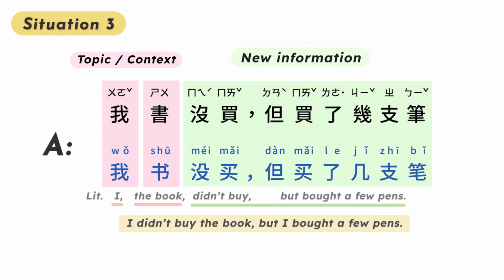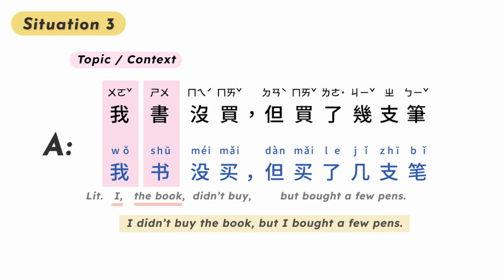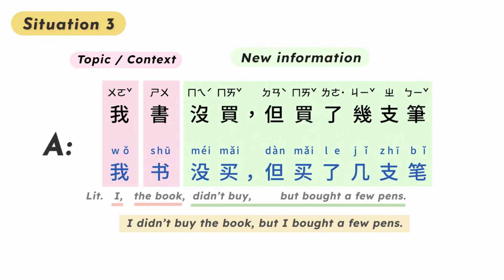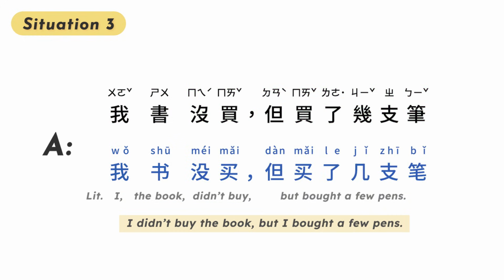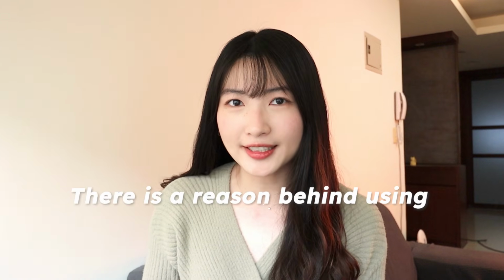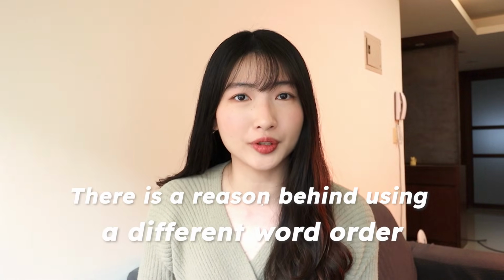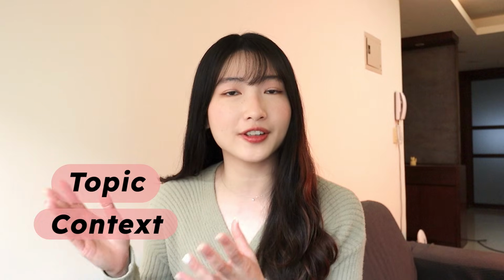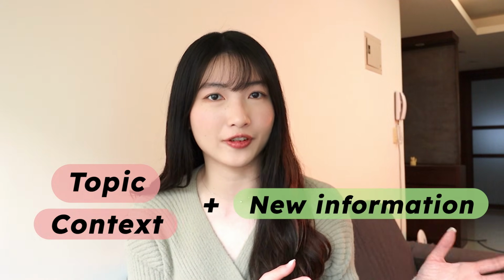So here, 我, I, and 书, the book, help establish the context for the new information that follows. Here, if we analyze this sentence, it's actually in the SOV word order. And that's why people think Chinese grammar is so random because it's so flexible. However, as we've seen, there's a reason behind using a different word order. It's because we tend to introduce a topic or context first before providing new information.